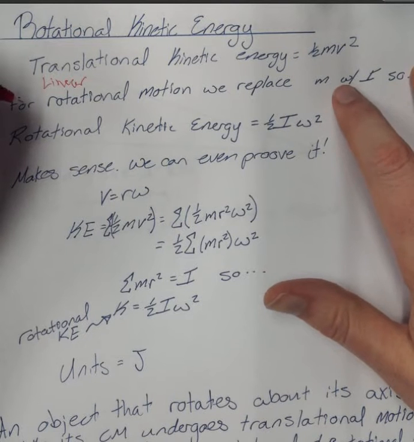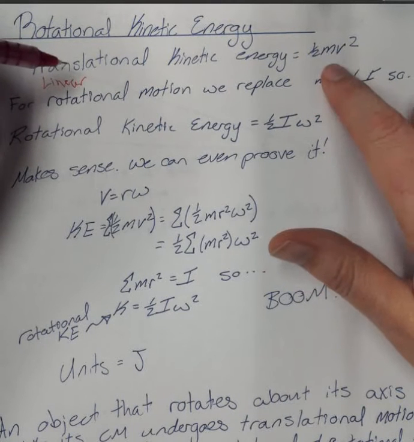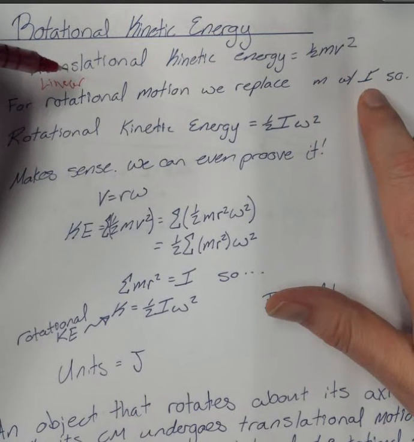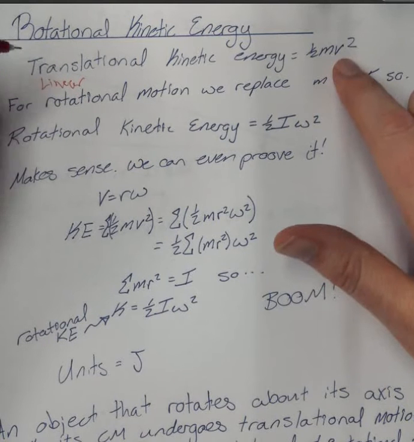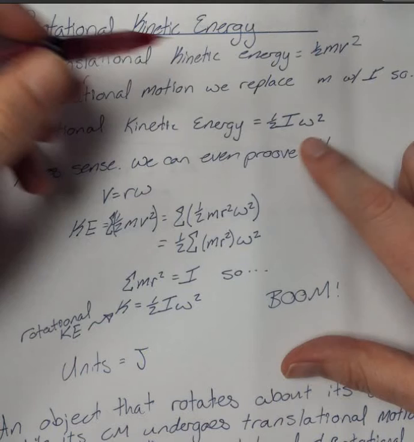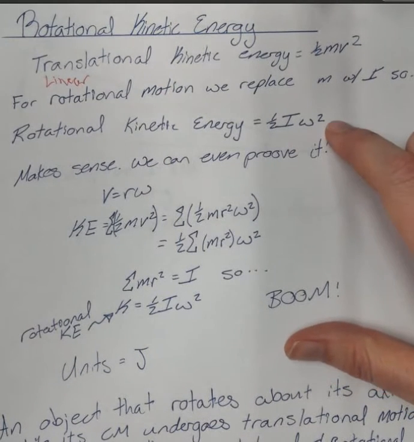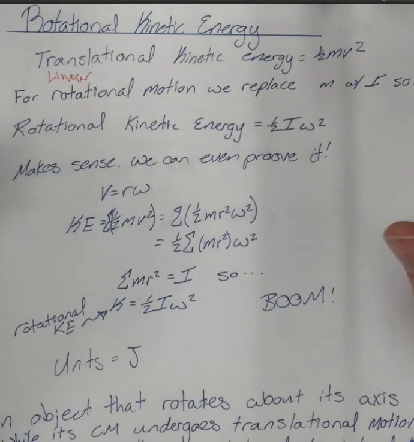So when we replace translational variables with rotational variables, we replace mass with moment of inertia, and we'll replace linear velocity with rotational velocity, so that the rotational kinetic energy is 1/2 moment of inertia times rotational velocity squared, and that is analogous to 1/2 mv squared. And it actually makes a lot of sense, and we can prove that this is true.